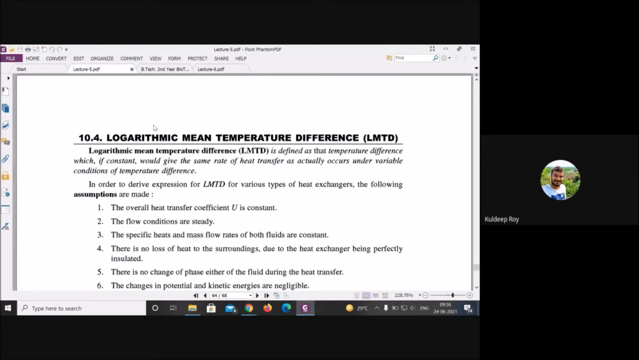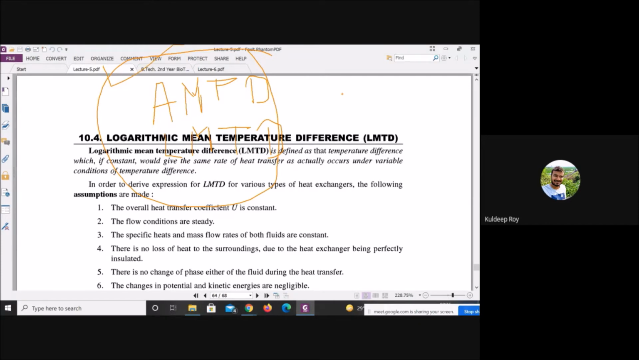There are two types of approach. One is AMTD, arithmetic mean temperature difference, and the second one is the LMTD, logarithmic mean temperature difference. I need a little bit of discussion on this, because whenever you solve a problem related to heat exchanger, definitely both terms will come into the picture, but both have limitations, advantages and disadvantages.